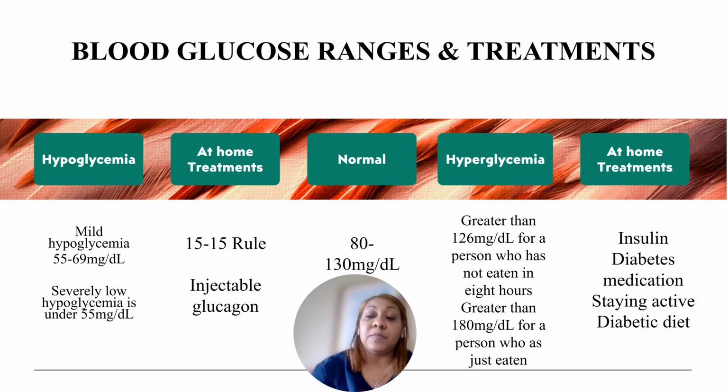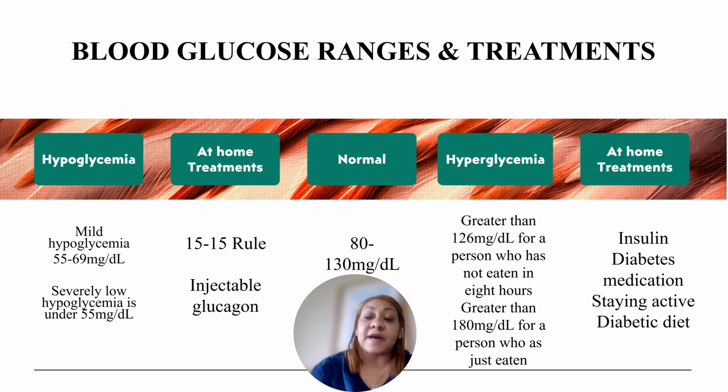For a severely low blood glucose level under 55 milligrams per deciliter, and the person is unable to swallow, you can use injectable glucagon, and it can be given to you with a prescription from your medical provider. After the injection, the person usually regains consciousness within 15 minutes. The glucagon injection may be repeated if the person does not wake up. Once alert and oriented, the person can have a fast-acting carbohydrate, such as a soda or a juice.